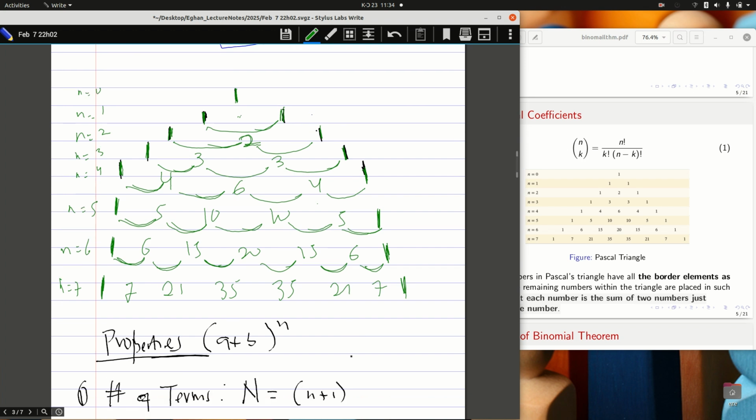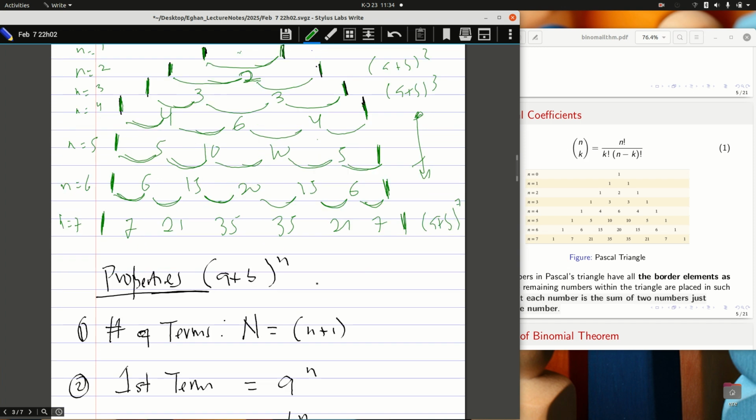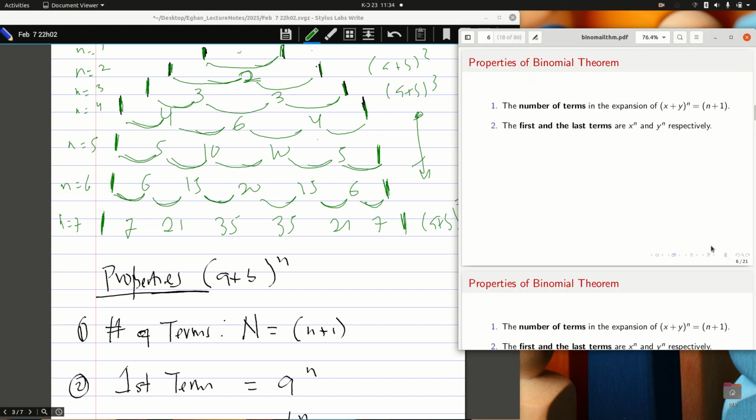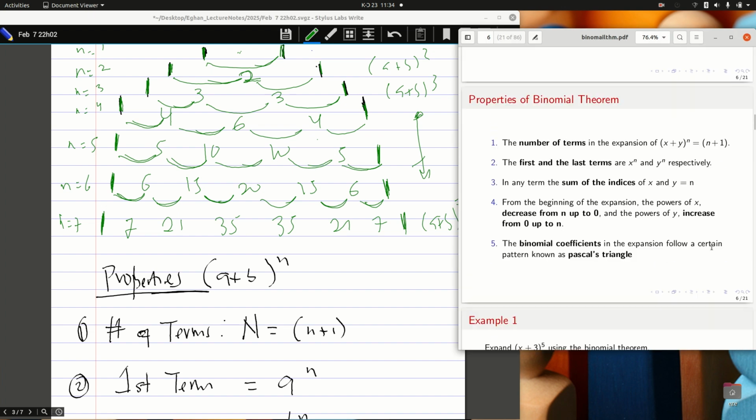And with this, I can simply find a plus b all squared. I can easily find a plus b all cubed through to a plus b to the power 7 using Pascal's triangle for the coefficient, and that is all. That is not enough. You want to go through some properties to make sure that your expansion is correctly done, and that is on slide 16.